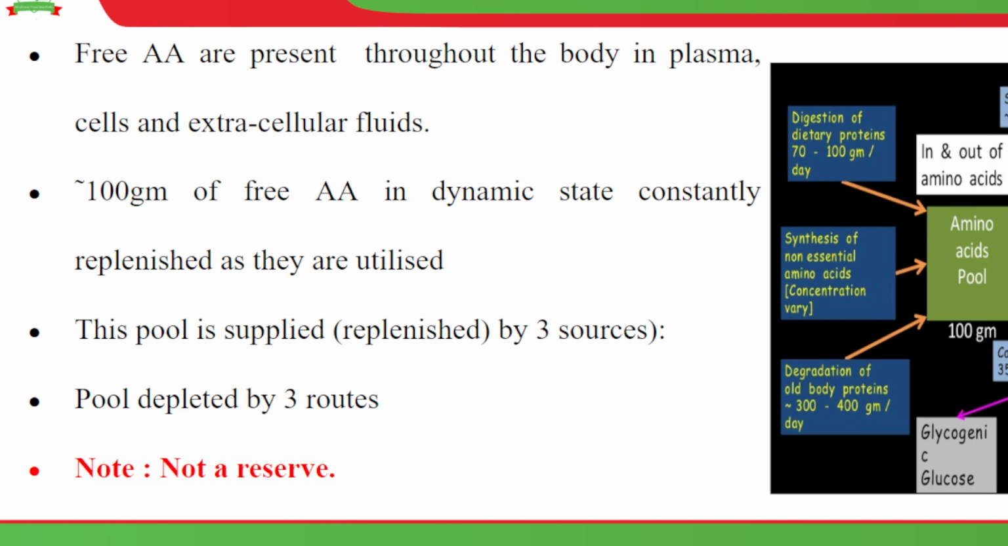Then some are catabolized in the liver. The liver breaks some of these down, and one use is for energy. There's also ketogenic fat, and then glycogenic glucose. So that is how the amino acid pool is being replenished and utilized.